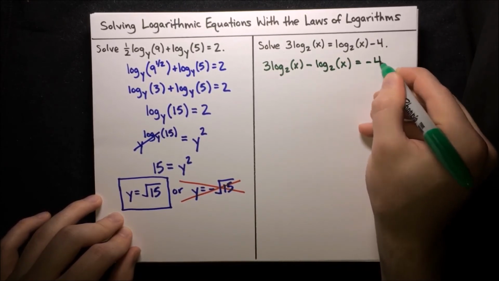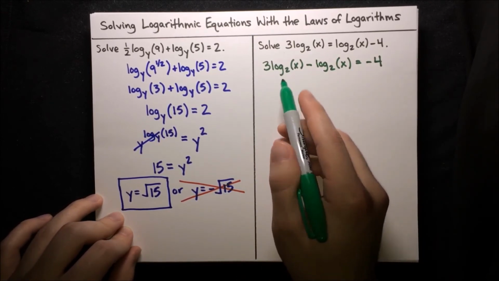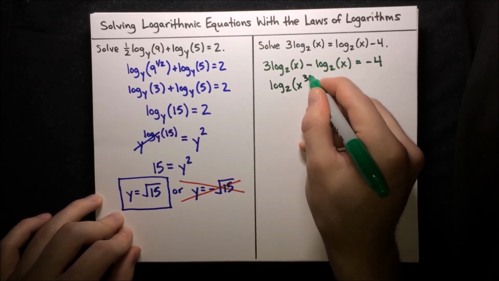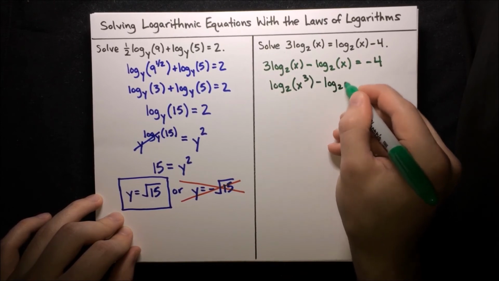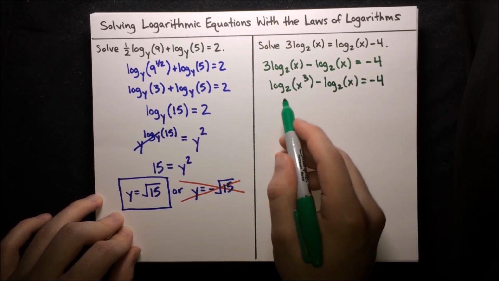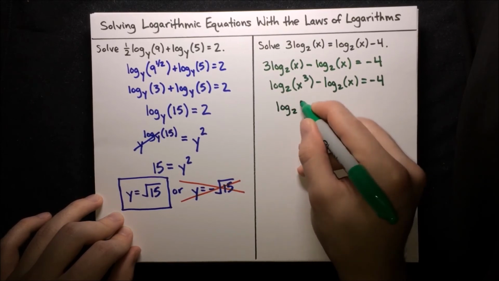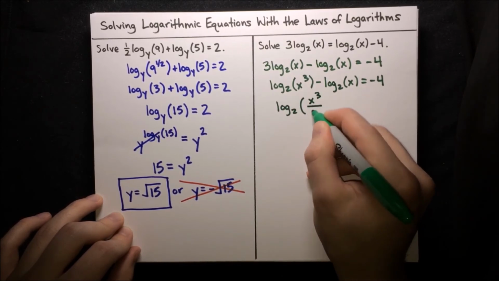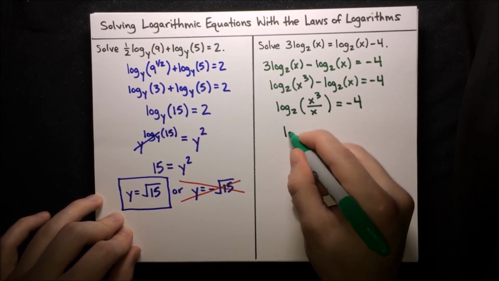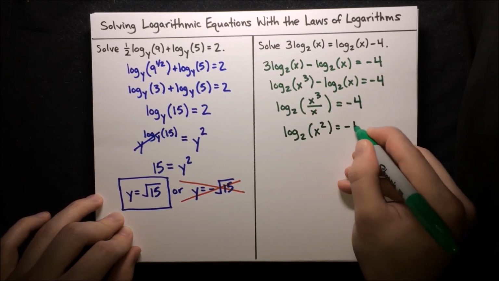is equal to negative 4. Now let's get that coefficient 3 off of the logarithm, just move it inside of the logarithm as an exponent. So log base 2 of x to the third minus log base 2 of x equals negative 4, and then subtraction outside of logarithms turns into division inside of logarithms. So we just have log base 2 of x cubed divided by x is equal to negative 4. We can simplify that division and get log base 2 of just x squared is equal to negative 4.